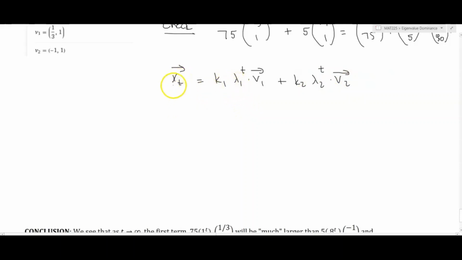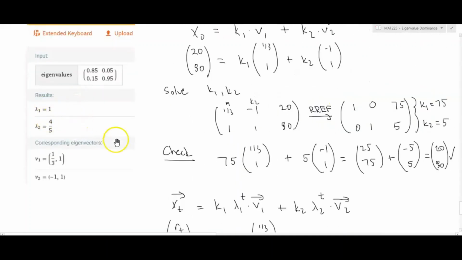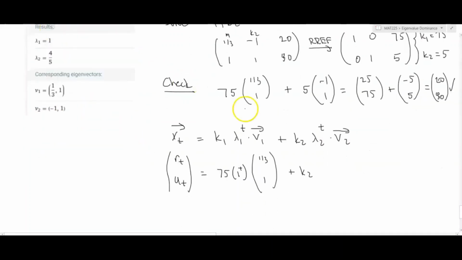And so now I'm just going to plug in what I know. So I know that x sub t contains my two states, r at time t and the number of people in the urban environment at time t. k1 is 75, lambda 1 is 1, so we have 1 to the t power times v1, which is the 1/3, 1 vector, plus k2, lambda 2 to the t. Now lambda 2 is 4/5, which we'll write as 0.8. 0.8 to the t power times v2, and v2 is negative 1, 1.